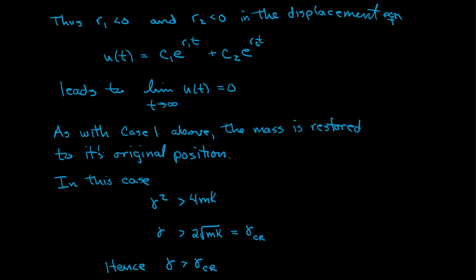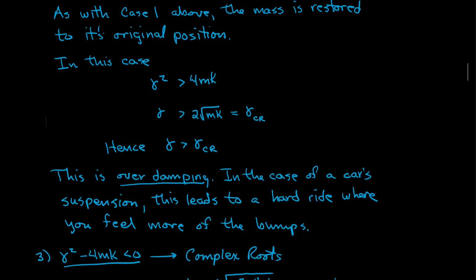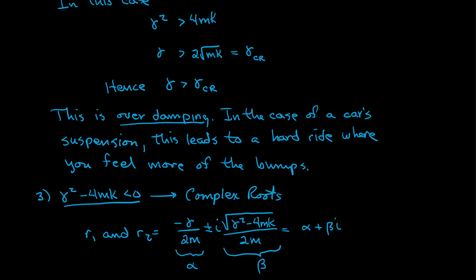The mass winds up being restored to its original position. Okay, as in case 1 above, the mass is restored. In this case, though, we're going to have r squared greater than 4mk, where r is greater than 2 times the square root of mk, which means that our damping constant now is going to be larger than the critical damping constant.